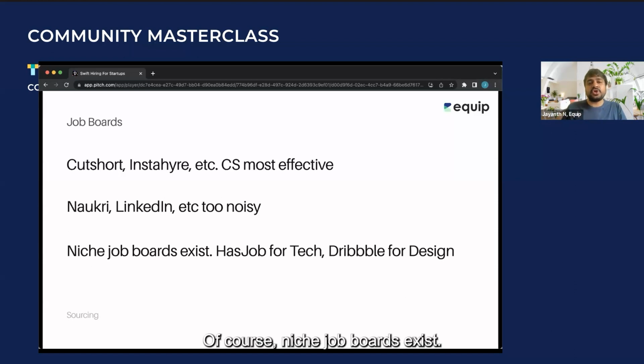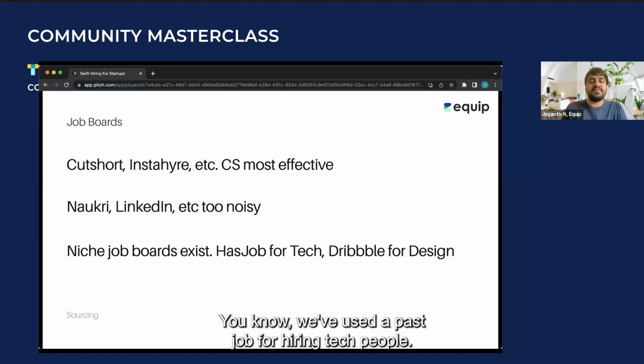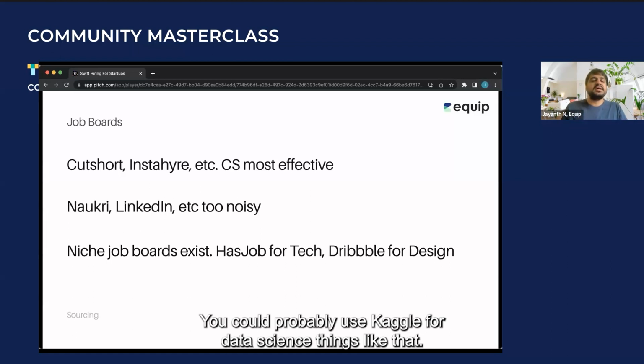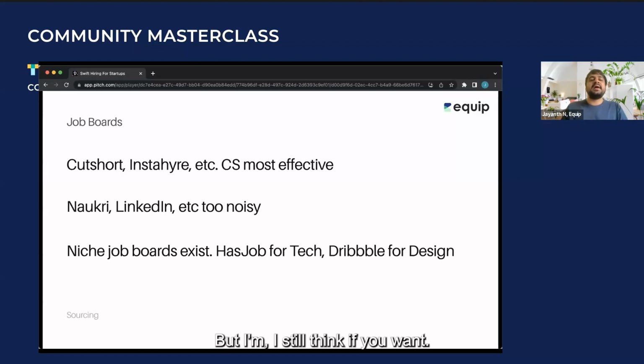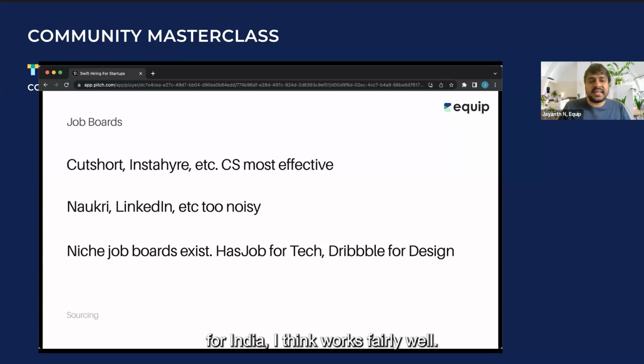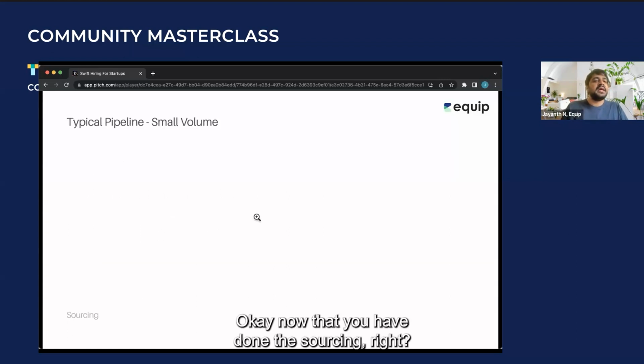Of course, niche job boards exist. We've used HasJob for hiring tech people. We've used Dribbble for design. You could probably use Kaggle for data science, things like that. But I still think if you want one workhorse, one stable solution, something like CutShort for India works fairly well.